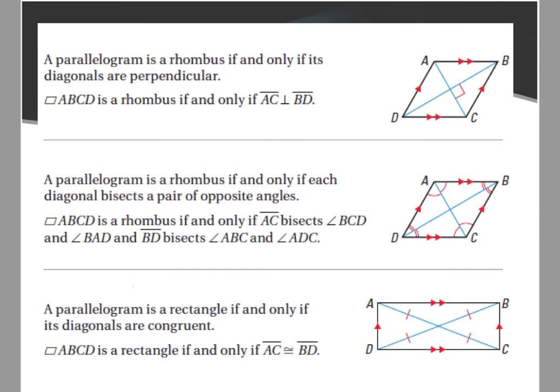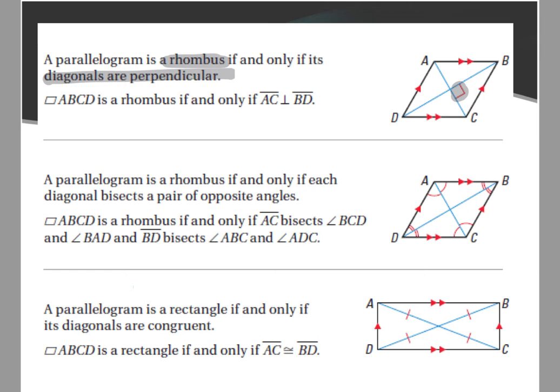The first says a parallelogram is a rhombus if and only if its diagonals are perpendicular. So a rhombus has diagonals that are perpendicular. They bisect each other, but they are also perpendicular. That means where they meet is a right angle. So this would be true for a rhombus and also a what? A square. A rhombus and also a square. It's sometimes true for a parallelogram. It's sometimes true for a rectangle. But it is always true for a rhombus. And if it's always true for a rhombus, it's always true for a square.